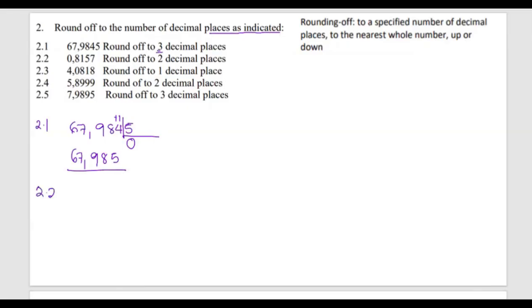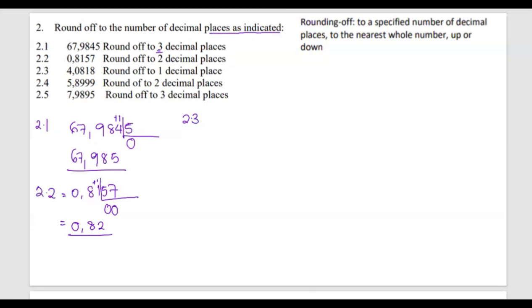We look at question number 2.2. Round off 0,8157 to 2 decimal places. That means we are supposed to remain with 2 decimal places. These numbers here will have to turn into zeros. So this is 5. So we add a 1 onto the 1, it becomes 2.